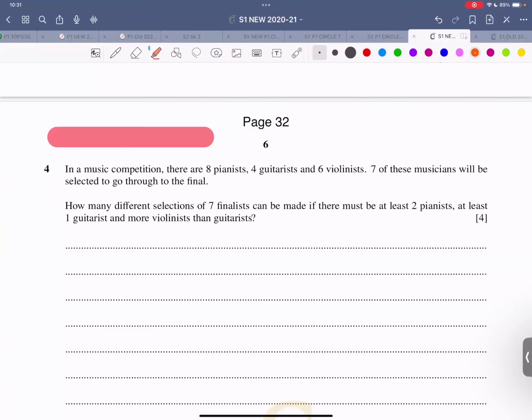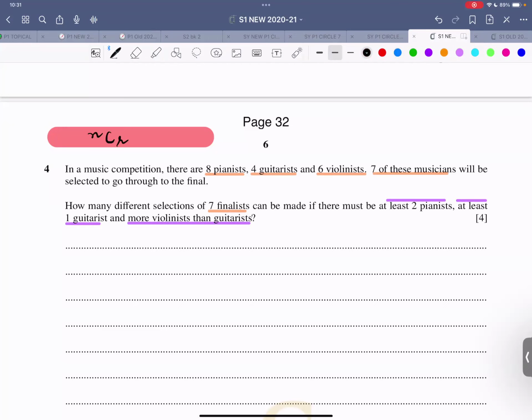It says that in a music competition, there are 8 pianists, 4 guitarists, 6 violinists. 7 of these musicians will be selected to go through to the final. How many different selections of 7 finalists can be made if there must be at least 2 pianists, at least 1 guitarist, and more violinists than guitarists? So first of all, I hope you have realized by now, this is a question of NCR.